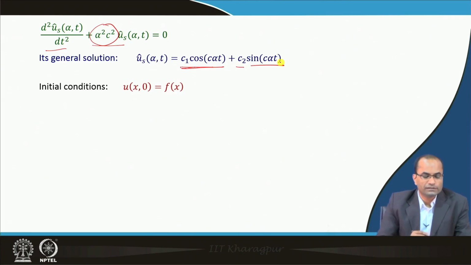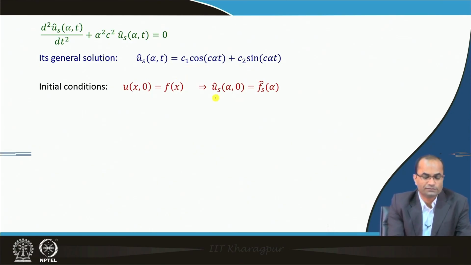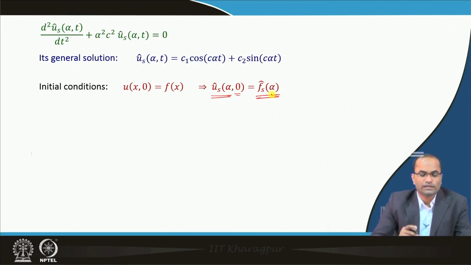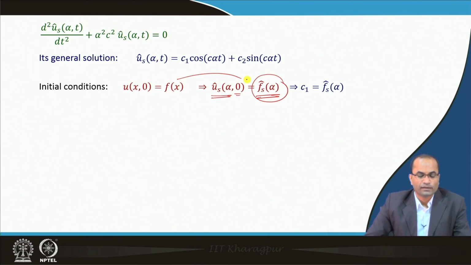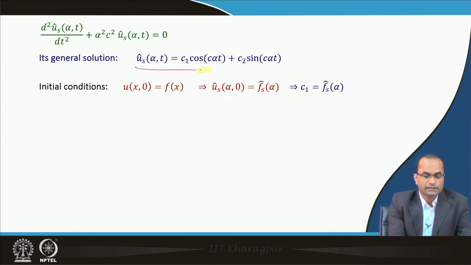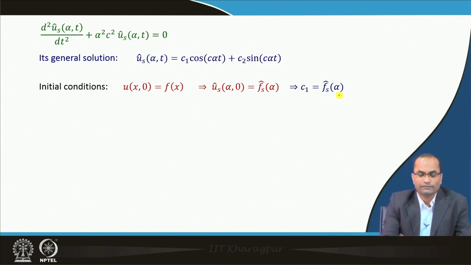The initial conditions, if we take a look here at t equal to 0, this is given as f x, which we can take now the Fourier transform, or naturally the Fourier sine transform we are talking about. So, u hat s alpha 0 is equal to the f s. So, this f s alpha is the Fourier sine transform of this function f x. So, with this information, if we set here t equal to 0, the c 2 term will disappear, and then we have c 1 with this 1. So, therefore, we are getting directly c 1 as f s hat alpha.